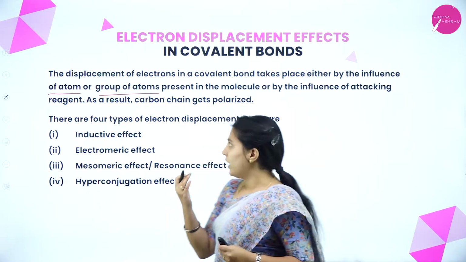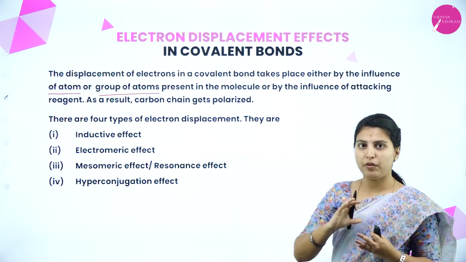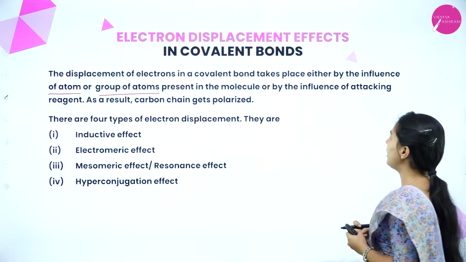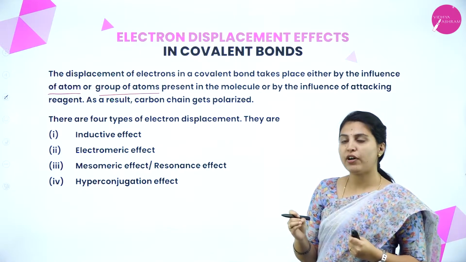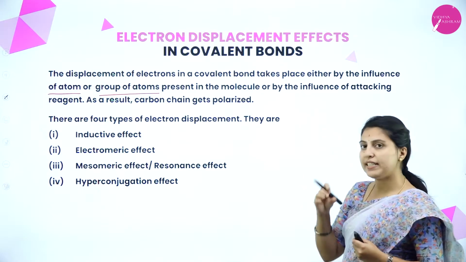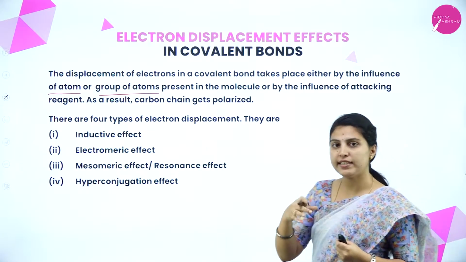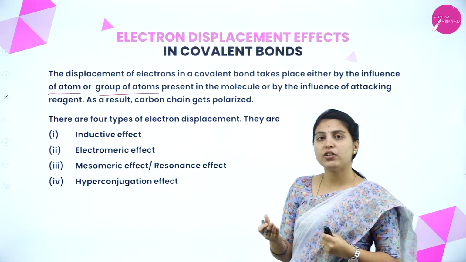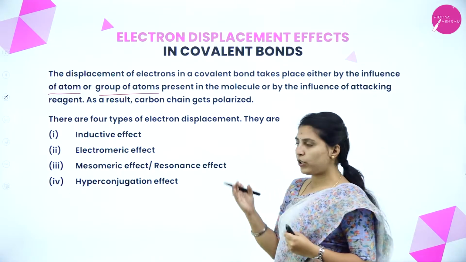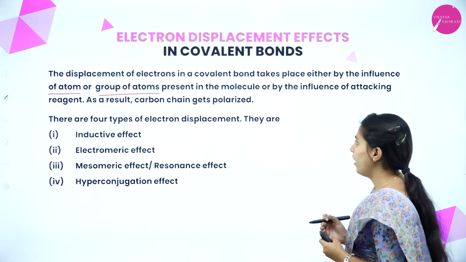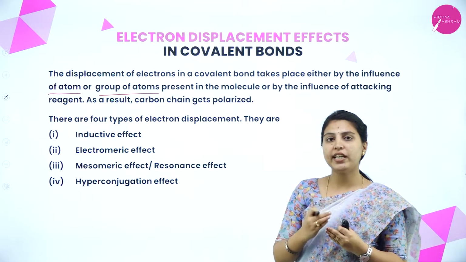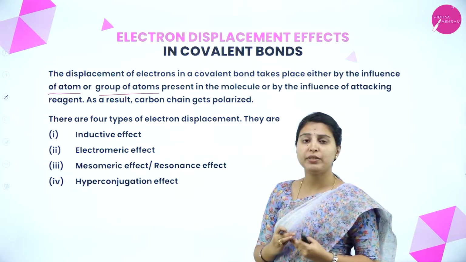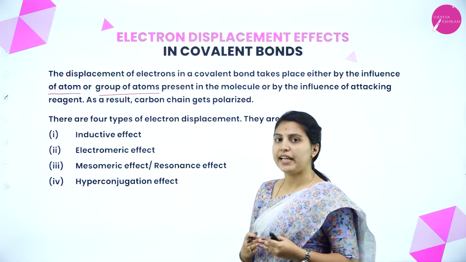Here, displacement of electrons means the position of electrons will be changed from one place to another in a covalent bond, either by influence of an atom or a group of atoms present in a molecule, where inside the molecule only displacement will take place, or by the influence of an attacking reagent. Anyhow, as a result, the carbon chain gets completely polarized. Polarized means charge separation will take place.